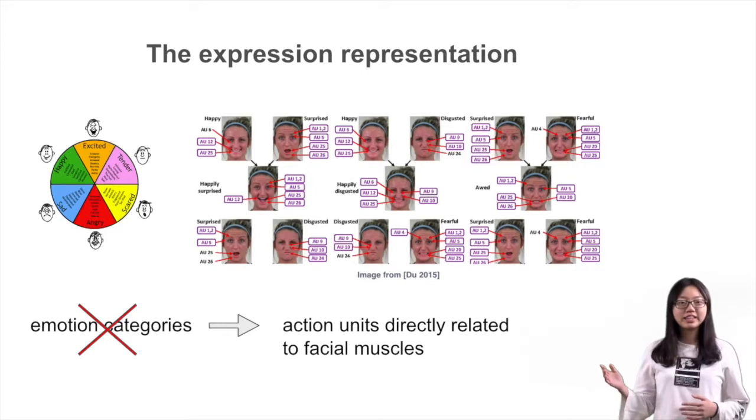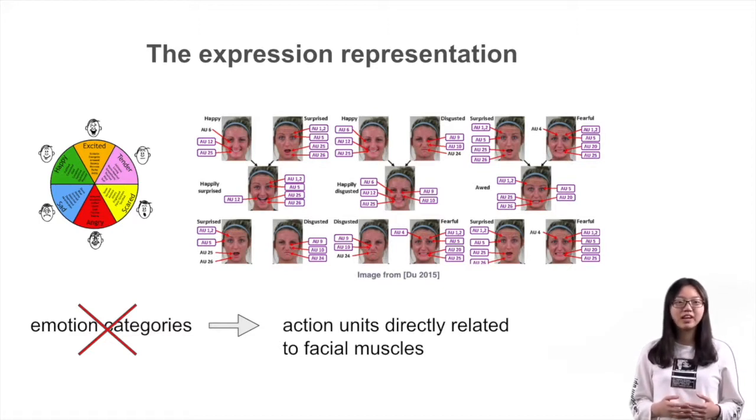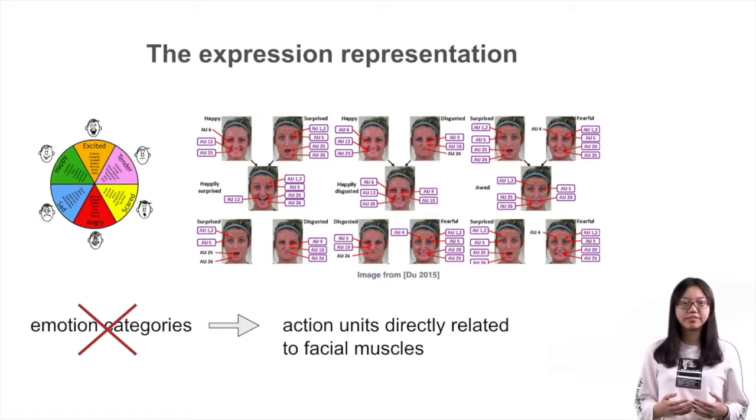For the first key component, our goal is to find a way to represent different expressions. We do not use discrete emotion categories like previous works, but instead we use action units defined by the FACS system. Every action unit is directly related to some facial muscles. We encode our expression as a vector, where every element represents the level of contraction of a muscle on the face.